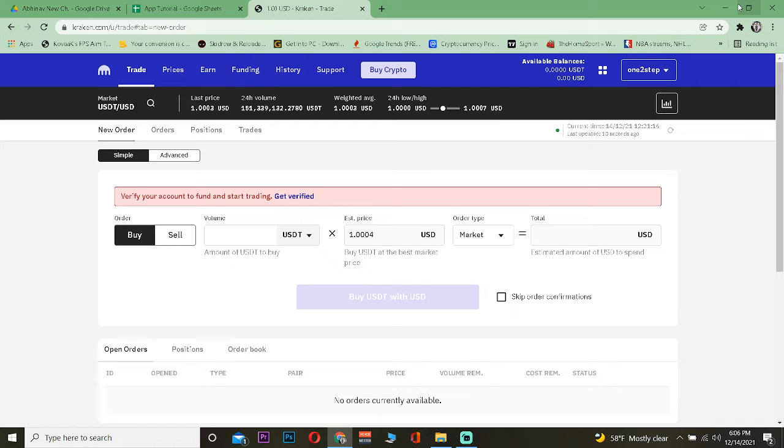Well, basically Kraken is a website, or in other words a crypto exchange, and by crypto exchange I mean it's a place where you guys can buy and sell crypto. So it's basically similar to Coinbase and Binance.